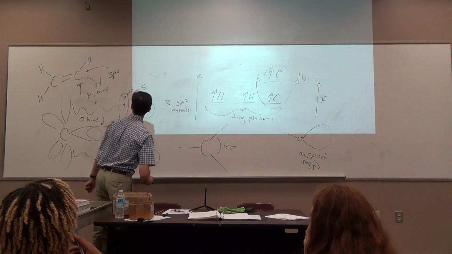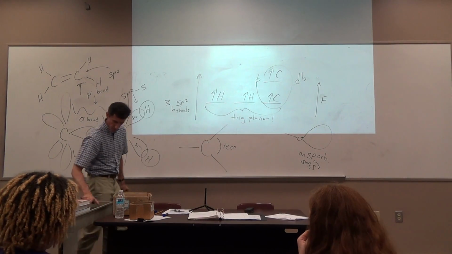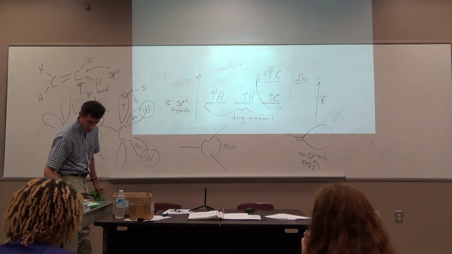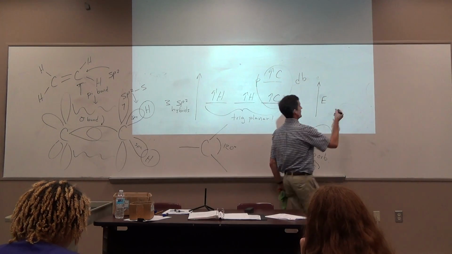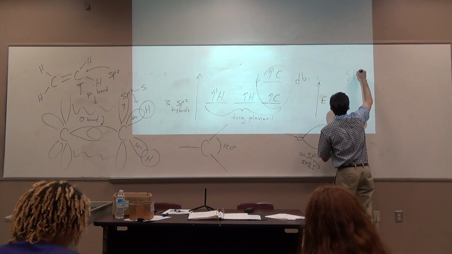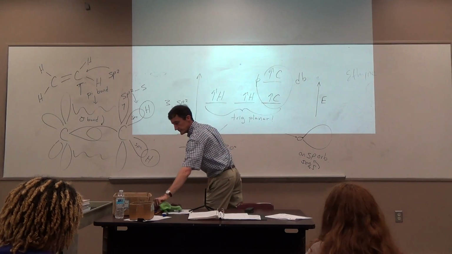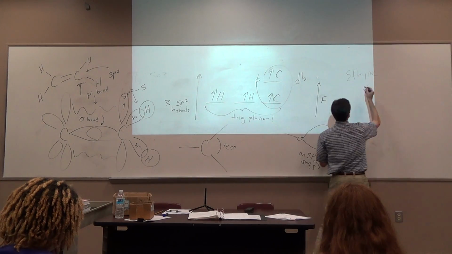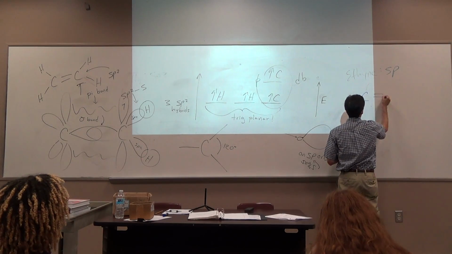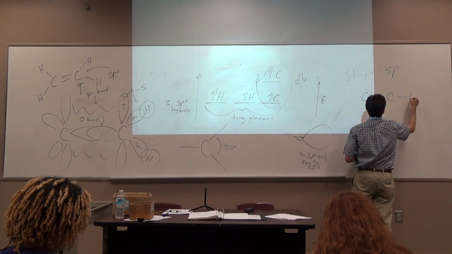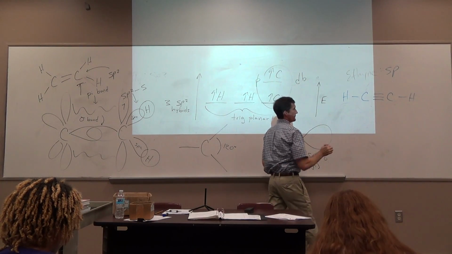Let's do sp. And the compound is going to be called ethyne, with two carbons. Ethyne, sp. Ethyne is an alkyne. It's got the -yne ending. Two carbons here. Both carbons are the same.